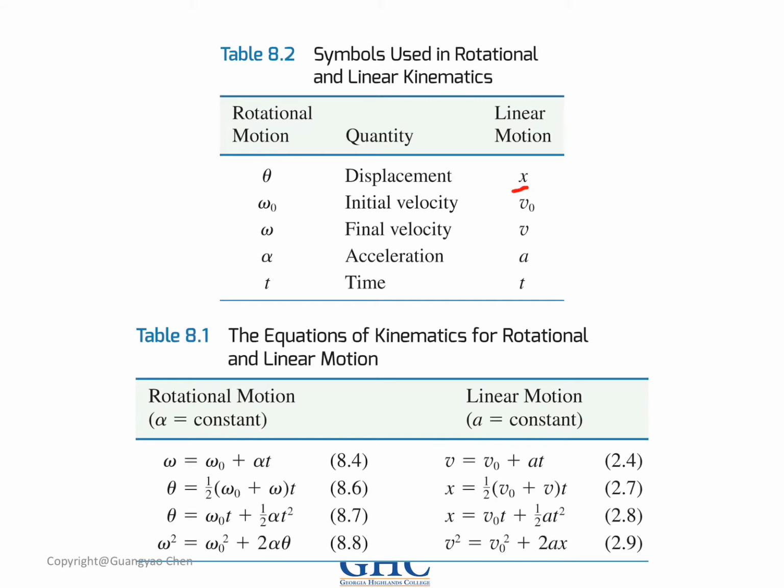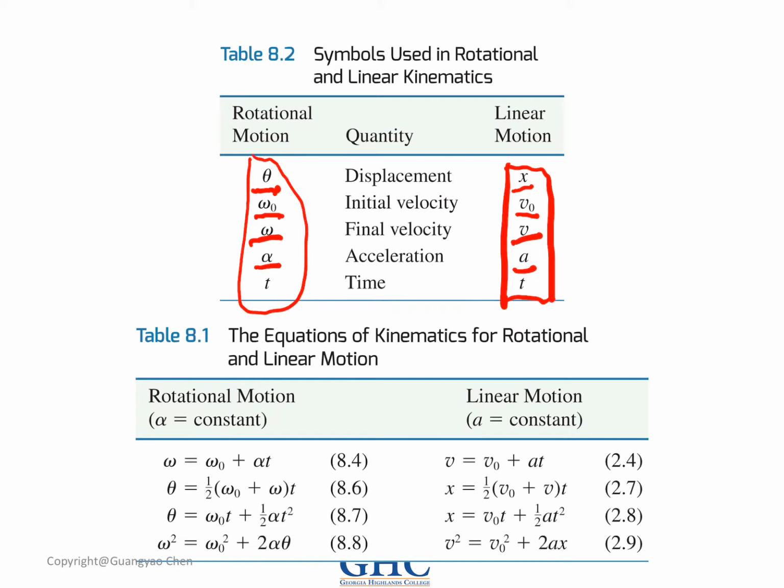If we have displacement in linear motion, we have angular displacement; initial velocity, initial angular velocity; final velocity, final angular velocity; acceleration, angular acceleration. On the right hand side are all Roman letters, and on the left hand side, except time t, we use Greek letters for rotational motion to make the distinction: theta, omega 0, omega, alpha.